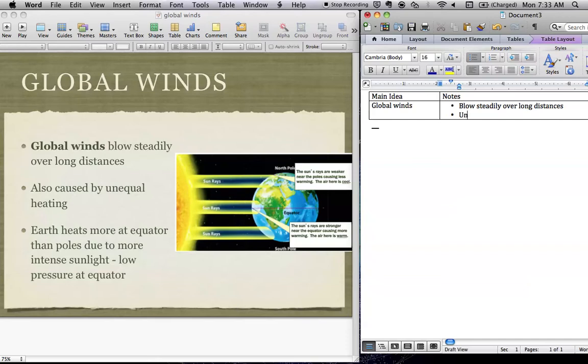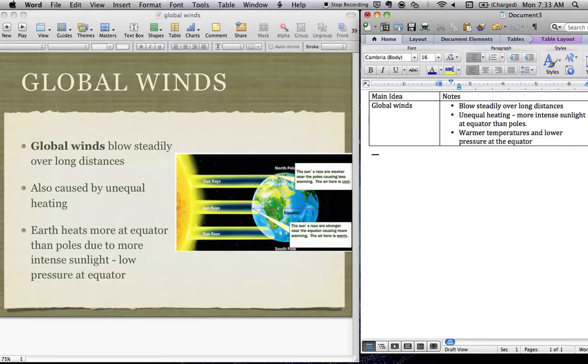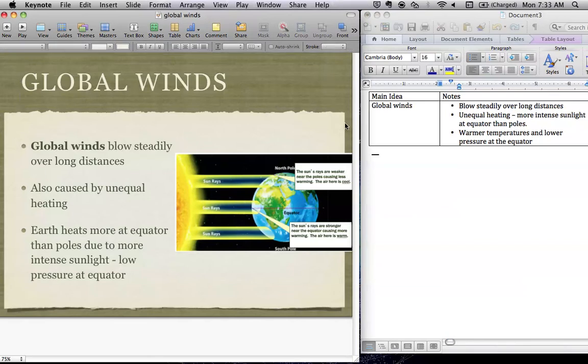So we have unequal heating, more intense sunlight at the equator than the poles. So we get warmer temperatures and lower pressure at the equator. So if this was the only thing to it, this would be very simple, right? We would have winds blowing from the poles to the equator, air cycling back up to balance it out, and that would be that. But it can't be that simple.